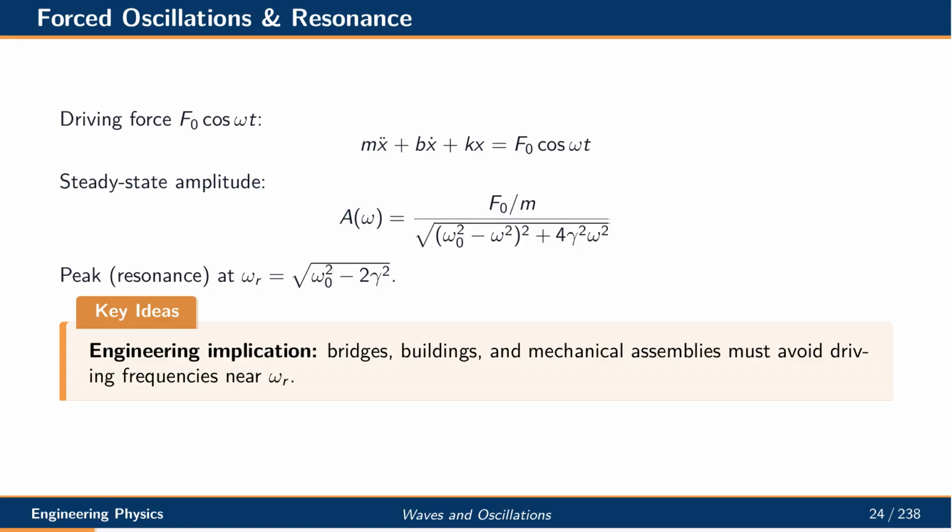When an external sinusoidal force drives an oscillator, the system reaches a steady state at the driving frequency. The amplitude of this response depends on how close the driving frequency is to the natural frequency. At a specific frequency called the resonance frequency, the amplitude becomes very large. This has crucial engineering implications. Bridges, buildings, and mechanical assemblies must always be designed to avoid driving frequencies near resonance.